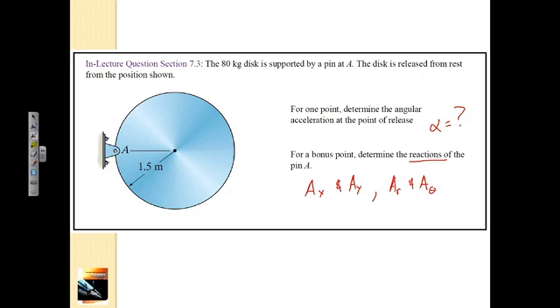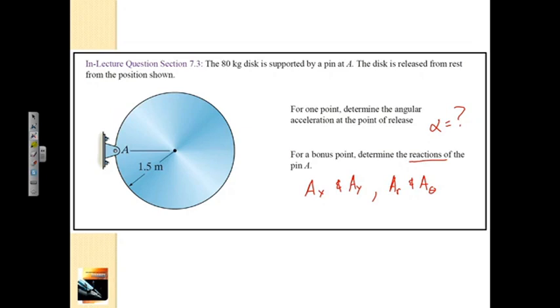So, step 2, sum of forces. X direction: AX equals, on the other side, mass times acceleration of G in the x direction. Next, y. For the y, I've got AY going up, a minus mg coming down, equal to mass times acceleration of G in the y direction.